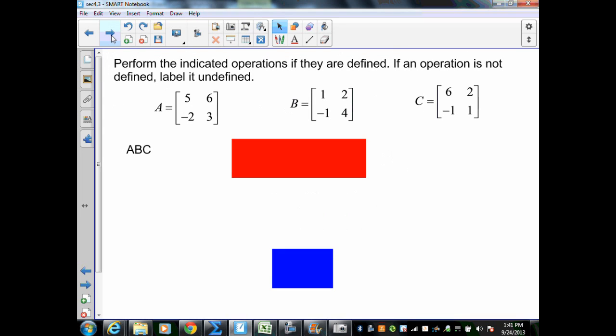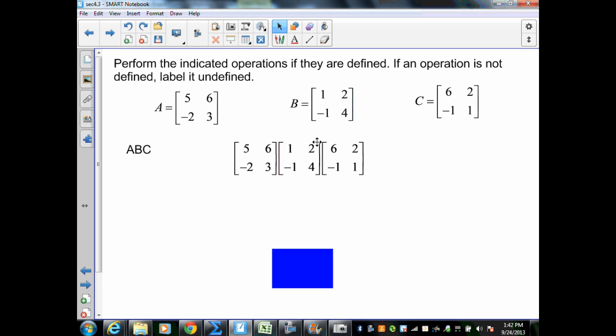Same example. I want to perform the operation if they're defined. If not, label it undefined. Here, I want to multiply A times B times C. When I do that, I want to make sure I can multiply A times B first. That's 2 columns, 2 rows. Therefore, I can perform that operation. And I'm going to set it up this way. We'll see if that works out for B, but it should, since I know the indicated operation is a product. Therefore, I have a 2 by 2 as a resultant of that product of A times B, which I have a 2 by 2 here. So let's perform that operation.